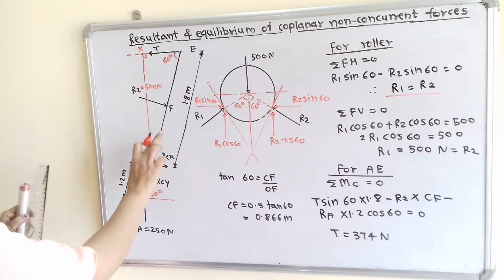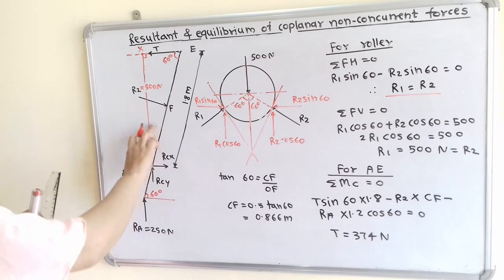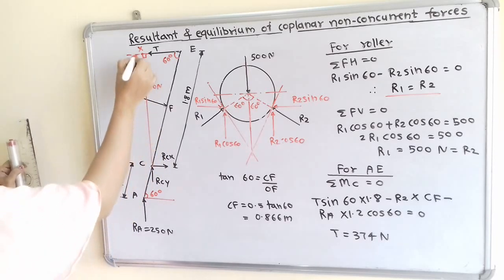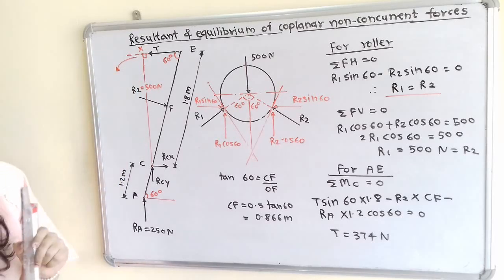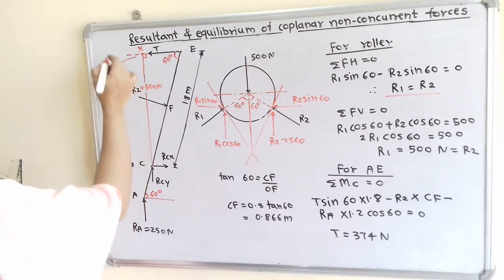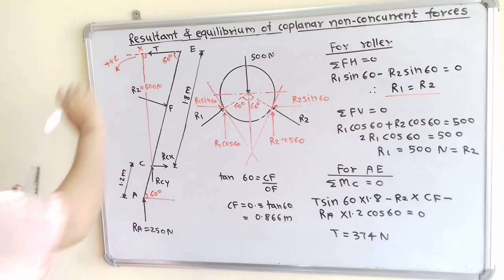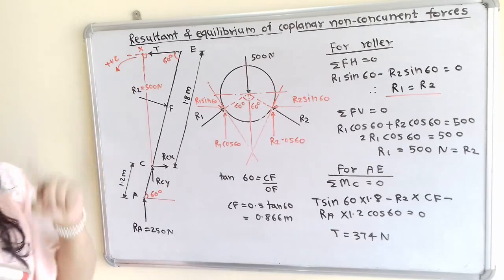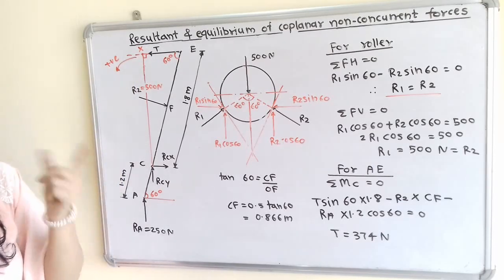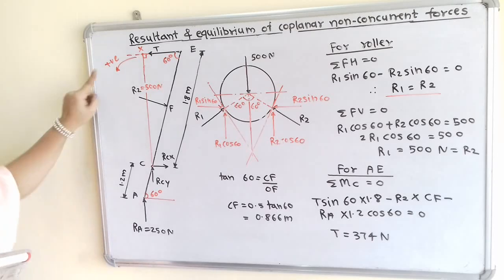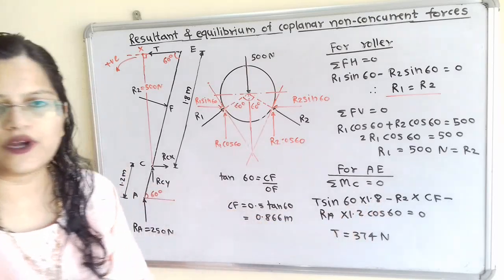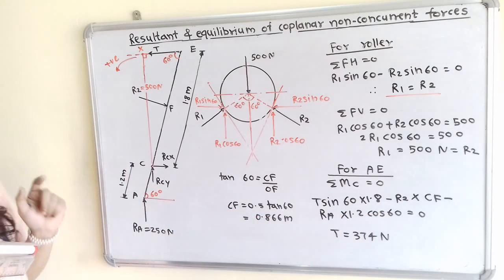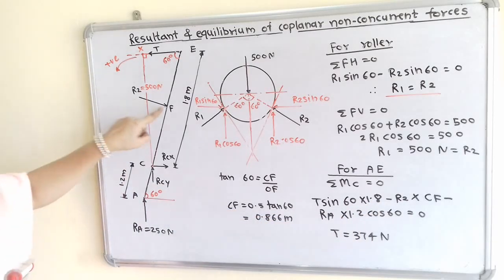Now if I move the compass about this point C in the direction of T, then here is the direction. So this is the anti-clockwise direction and for this direction we will use positive sign. We can use any sign, but for the clockwise direction we have to use negative sign. So if I use positive sign here, then T sine 60 into 1.8. Now we will move to the next force, that is R2.